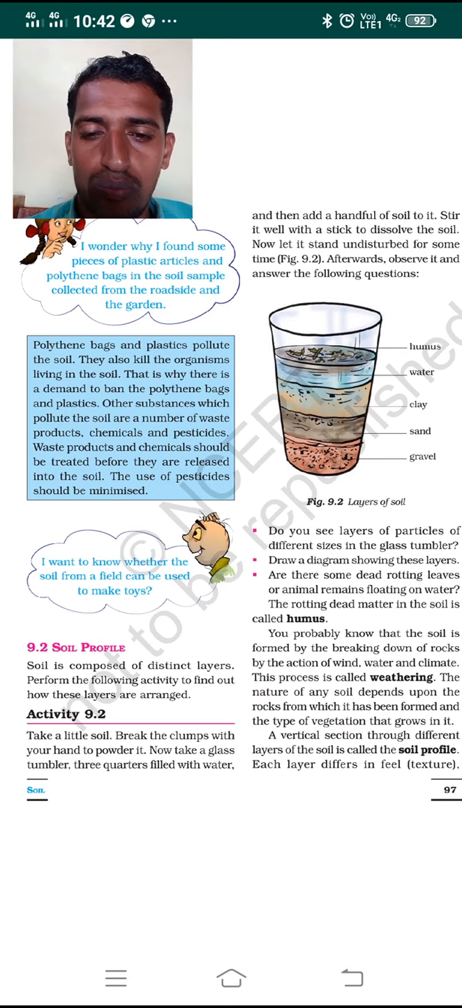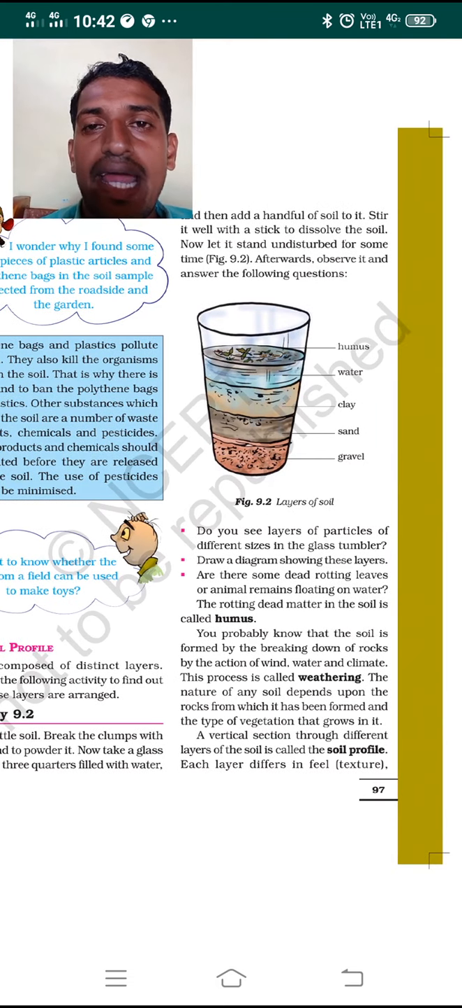Let's see activity 9.2. Take a little soil, a small amount of soil. Break the clumps of the soil in your hand to powder it. Now take a glass tumbler and fill it with 3/4 of water, not completely. And now add a handful of powdered soil to this glass tumbler with water. Now stir it well with a stick to dissolve the soil in the glass tumbler.